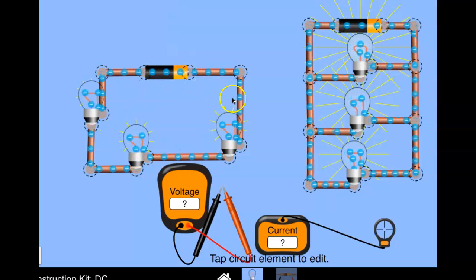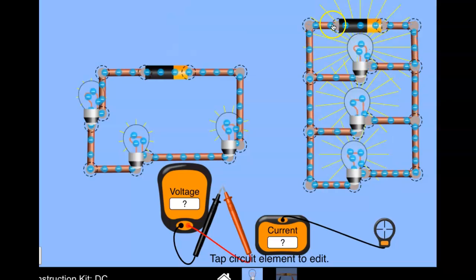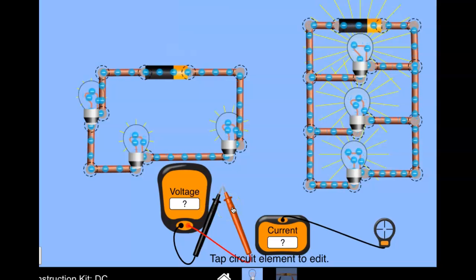So loop has to do with the idea of any loop. So I could talk about one loop here, that loop, or that loop. I could talk about just the one loop here. The loop rule states that the total voltage in a loop has to be 0. So if I add up all the voltages, it has to be 0. So let's explain what I mean.